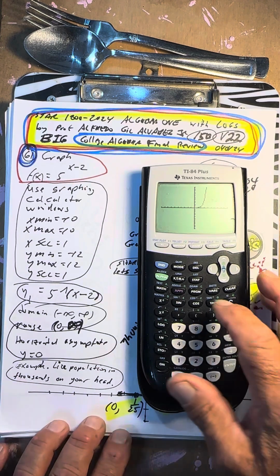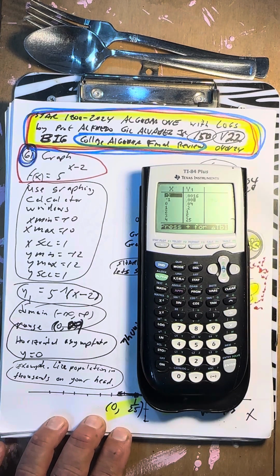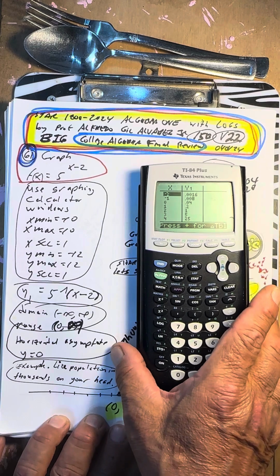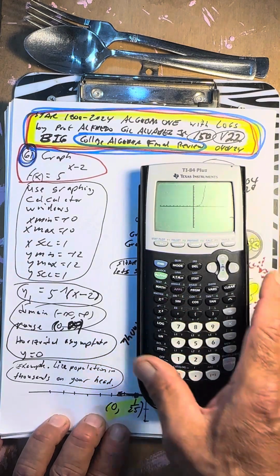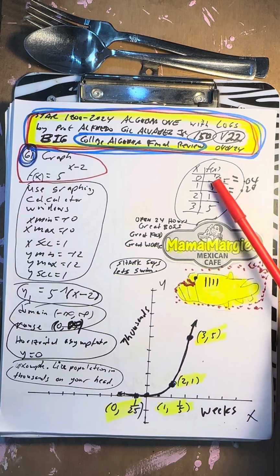If you want to get some points, you can go to second table. It'll give you a bunch of points. Like at -1, it's 0.008. At 0, it's 0.04. At 1, it's 0.2, and then these other pairs. Or you can use the graph and use these numbers or that. I use the fraction ones.